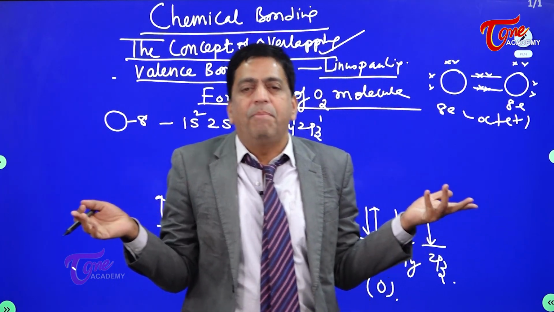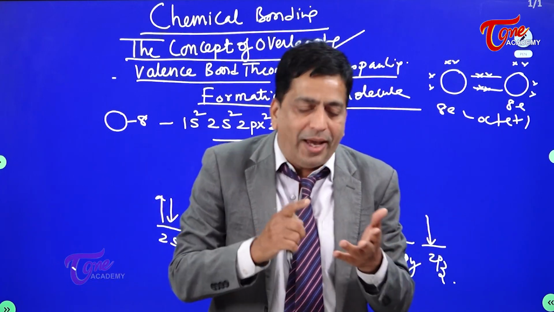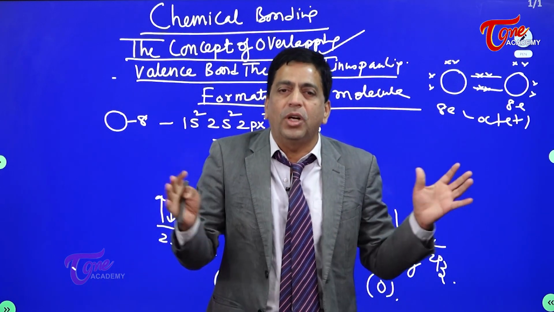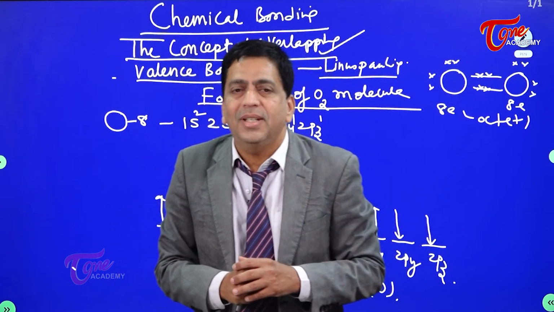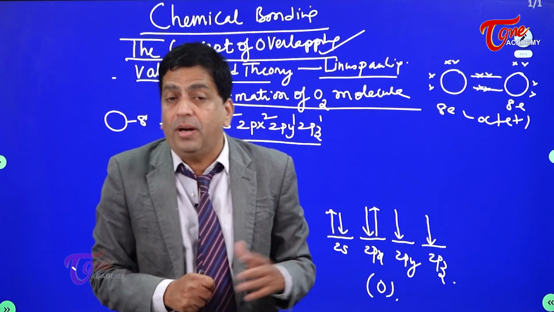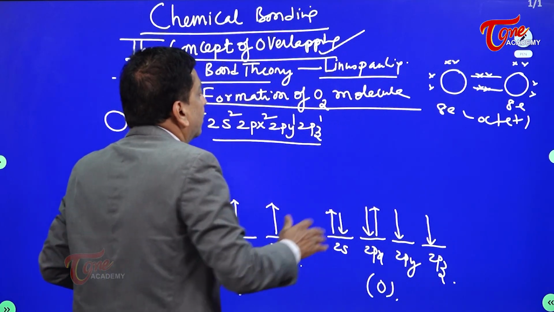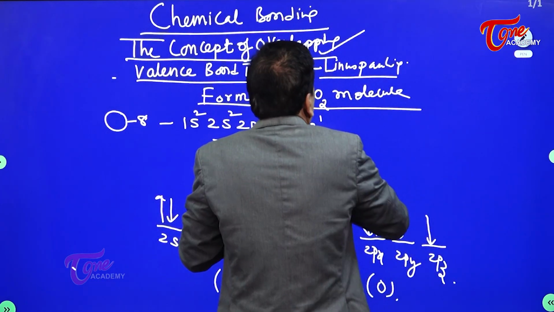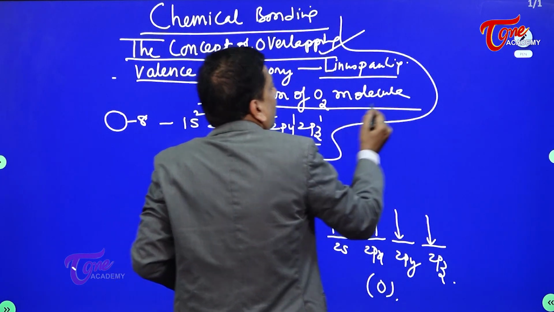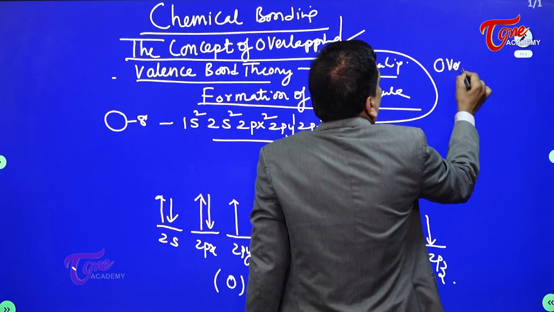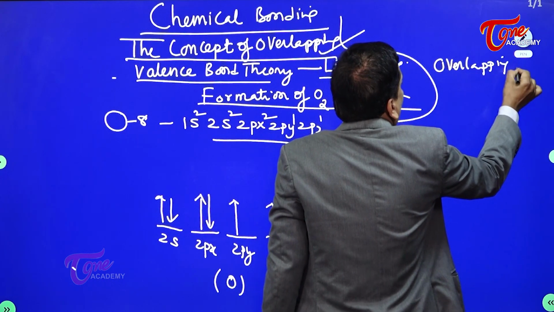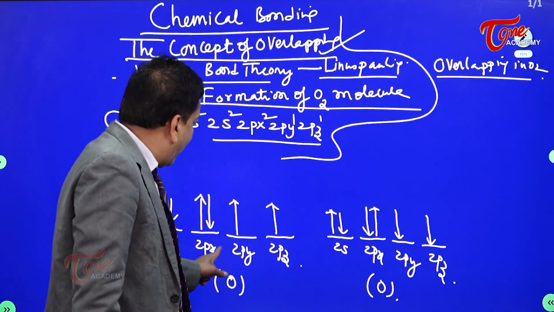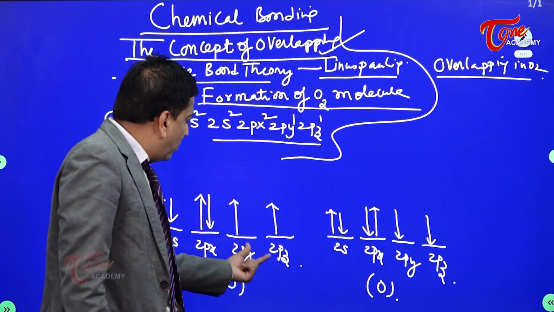And remember, p orbitals are mutually perpendicular. It's x, y, and z. They are mutually perpendicular to each other. So how do we write the pictorial representation of this? Watch here. Watch the overlapping in oxygen. As I said, x, y, z are mutually perpendicular and y, z have the unpaired electrons.